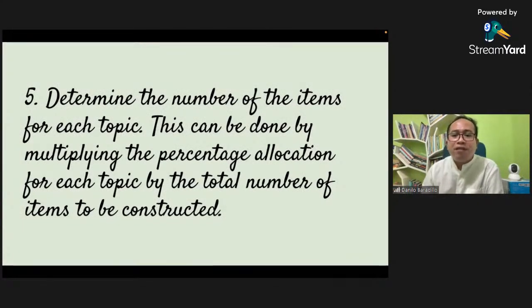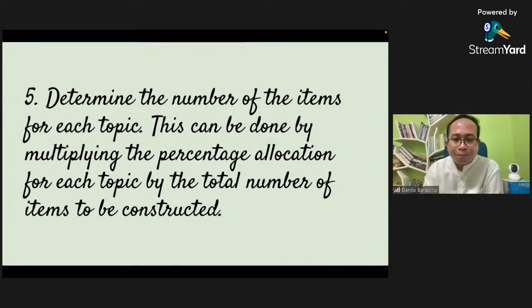Determine the number of items for each topic, and this can be done by multiplying the percentage allocation for each topic by the total number of items to be constructed. Although sometimes, as per experience, it's not always possible to do it the other way, because it would always be an adjustment of one and the adjustment of the other to make it 100%. That's too difficult, and that would consume time.